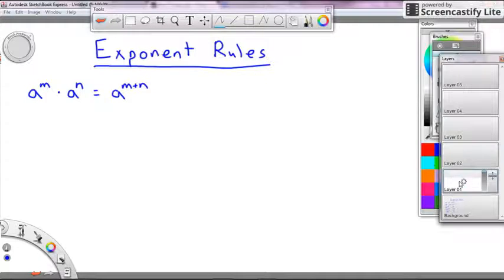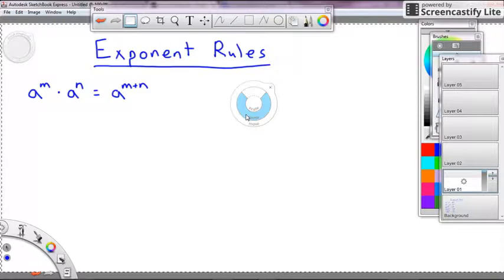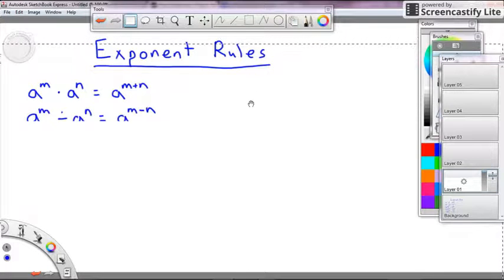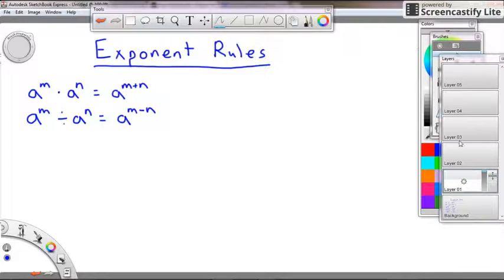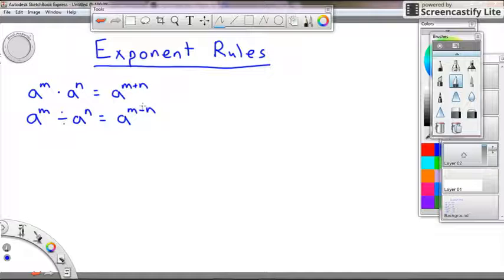Let's take a look at some more exponent rules. Okay, the next exponent rule is when we're dividing powers with the same base. All right, this says if I'm dividing powers with the same base, I'm going to take the two exponents, m and n, and subtract them.